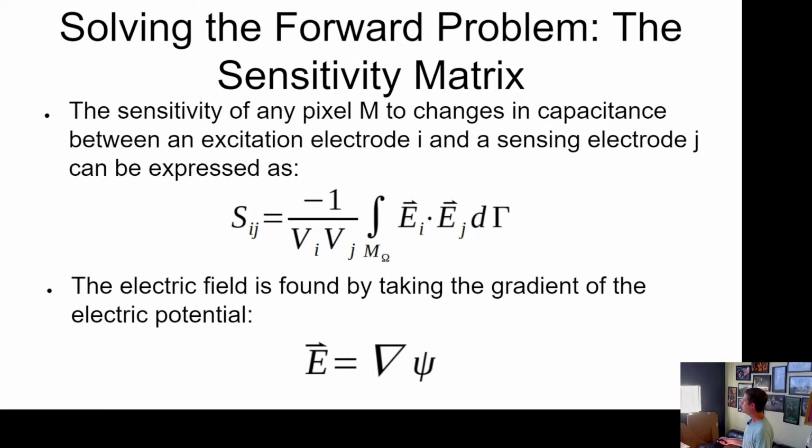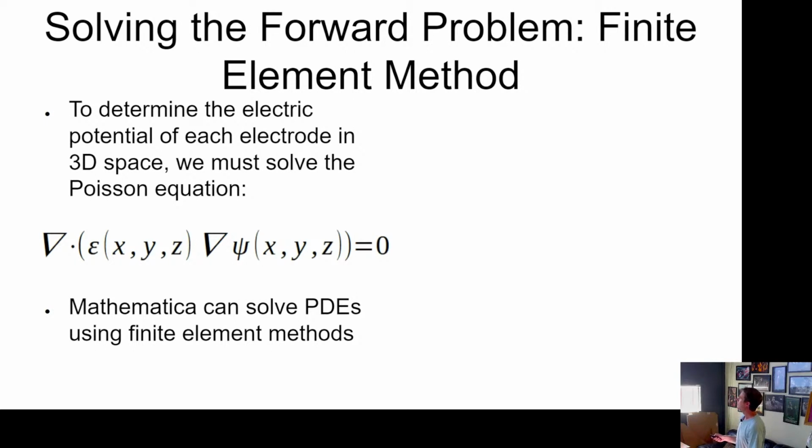To find the electric field, you take the gradient, or the derivative in 3 dimensions, of the electric potential. And the electric potential is found by using the Poisson equation. So this is a partial differential equation with boundary conditions. You can only really solve this on a computer.